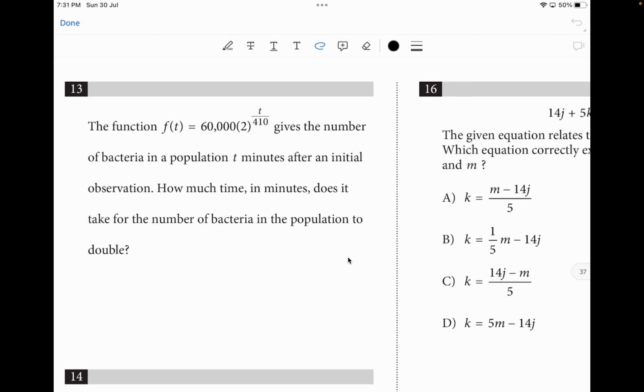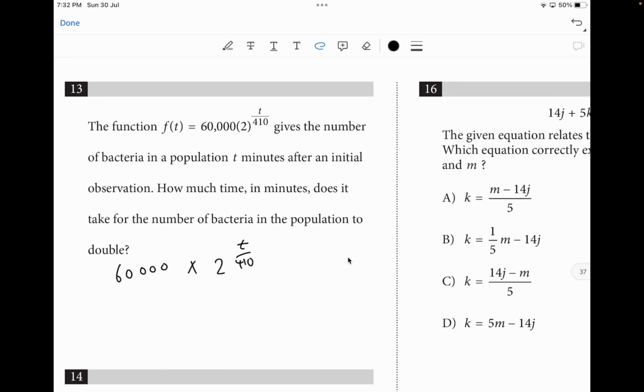the number of bacteria in a population is 60,000 brackets 2 raised to the power of t divided by 410. We can see that this expression consists of an initial number of bacteria, which is 60,000, multiplied by the expression of 2 raised to the power of t divided by 410. And we can see that the time it takes for the number of bacteria to double is the increase in the value of t that causes the expression 2 raised to the power of t divided by 410 to double, which will happen when the exponent increases by 1.